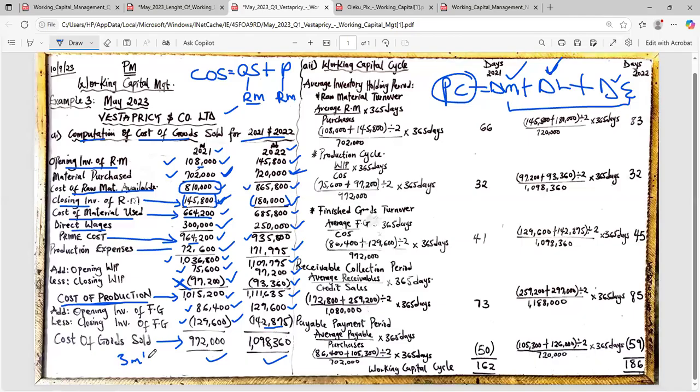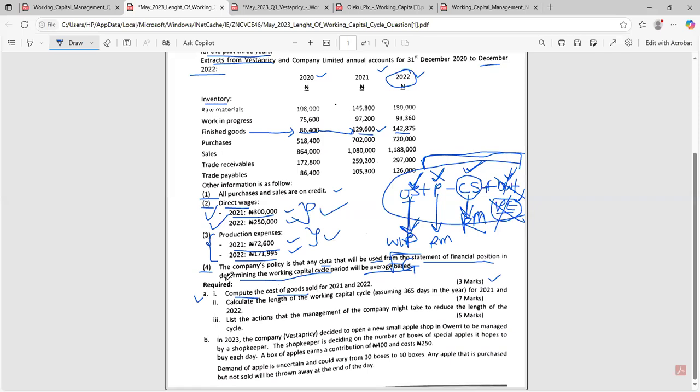Just in case you want to say it's too much for 3 marks, if I'm in the exam hall, I will not do it. You're on your own. Now, look at the B. You will be forced to do it now. Look at the II. Calculate the length of the working capital cycle, assuming 365 days in a year for 2021 and 2022. How can you calculate the length of the working capital cycle without having closing stock, without having cost of sales?